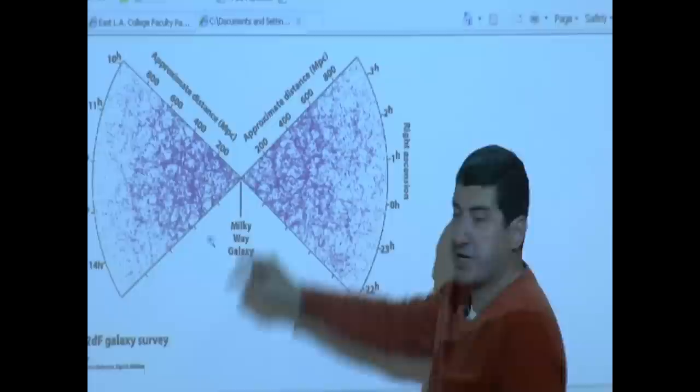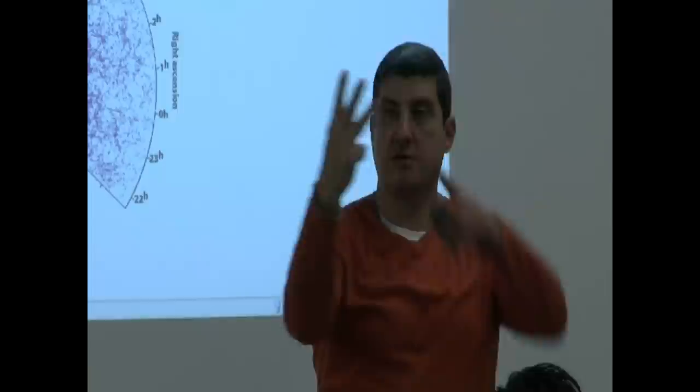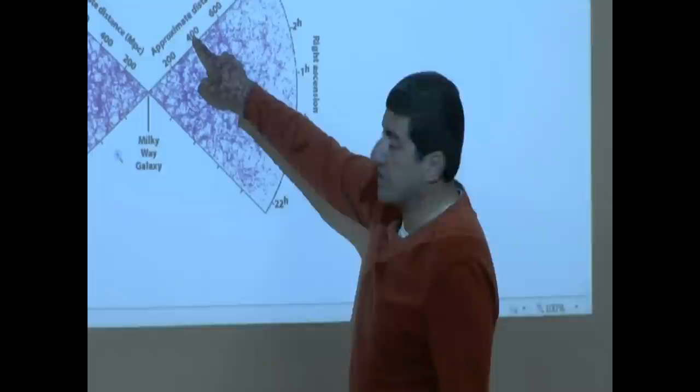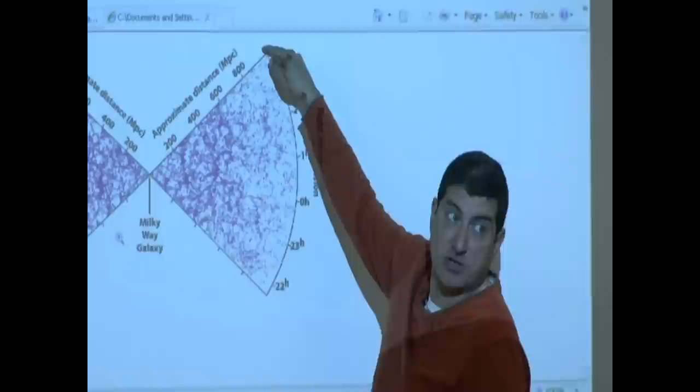200 megaparsec. One parsec was how many light years? Might as well review for the quiz Wednesday. 3 1/4. Remember it that way. Three fingers, 3.26, right? So 200 million parsecs times 3, that's about 600 million light years. 600 million light years, 400 times 3, 1,200 million light years. 600 times 3, 1,800 million light years, 800 times 3, and then out to 1,000. 1,000 times 3, 3,000 million light years. Whew. Okay, so look at the picture coming in.